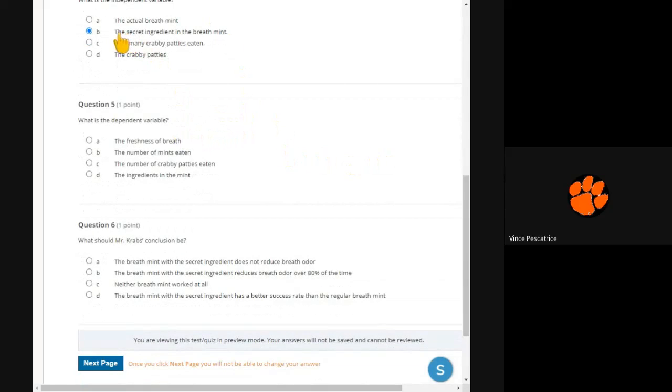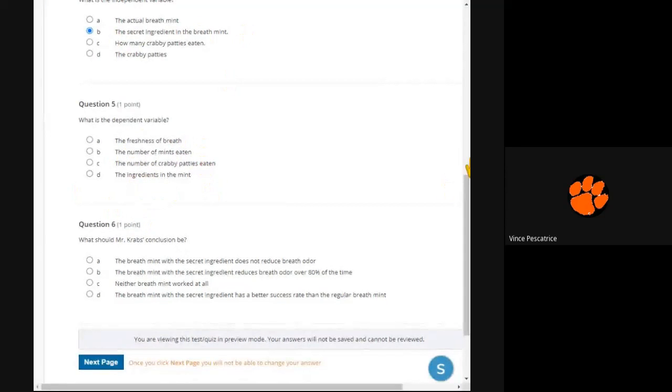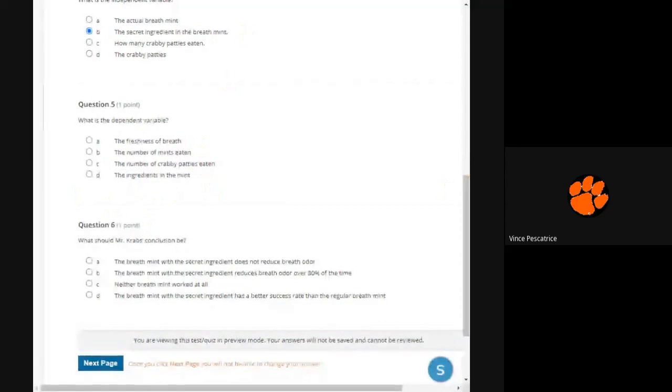Now, what is the secret? What is the whole point of this experiment? What are we trying to measure here? What are we looking for to see if there is a difference? The freshness of breath, number of mints, number of Krabby Patties, or the ingredients in the mint? What are we looking to change? Good, guys. All right. Yep, the breath. We're looking to change the freshness in the breath. So we are hoping that by adding an ingredient, we can increase the freshness in the breath. Very good.